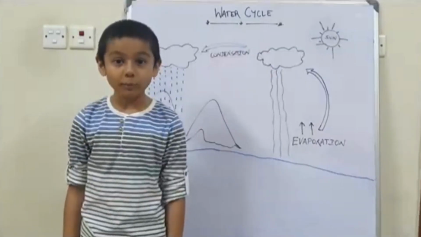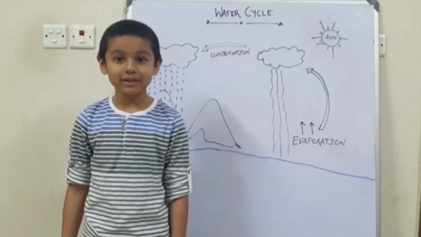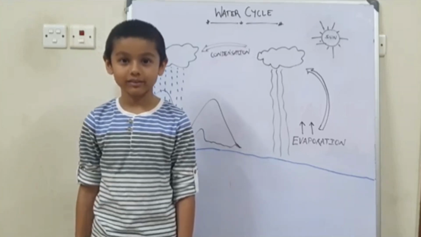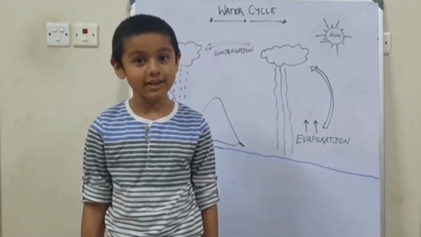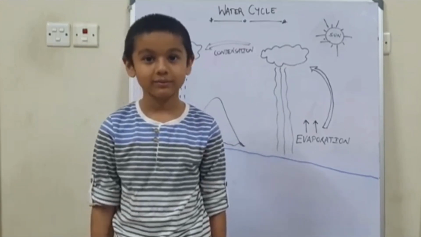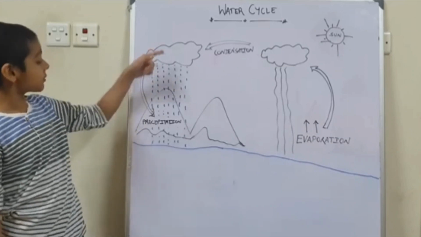In the sky, small drops of water join together to form a cloud. These droplets become very heavy. They fall on earth as rain, hail or snow. This process is called precipitation.